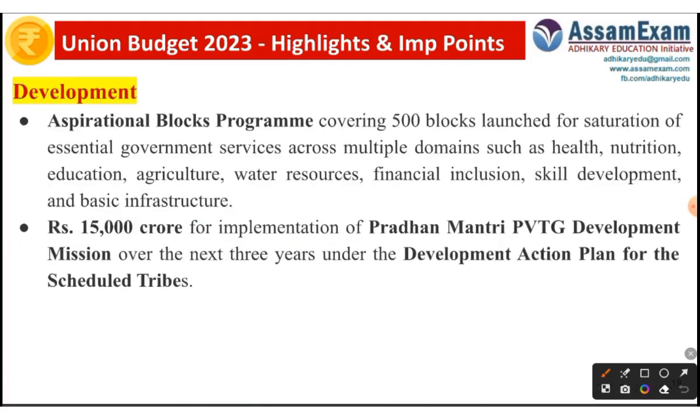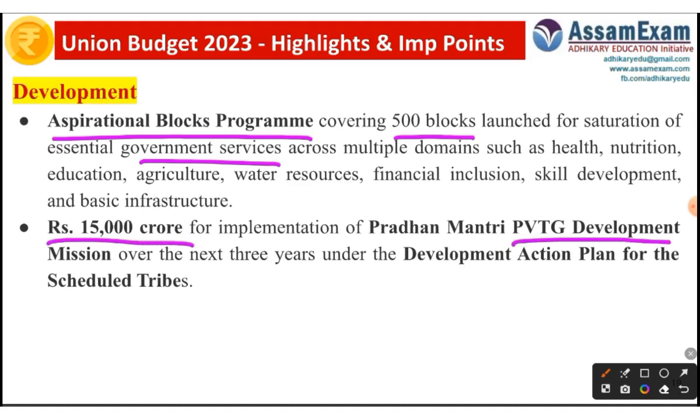Then some initiatives in the development area. The Aspirational Block Program covering 500 blocks is launched for saturation of essential government services across multiple domains such as health, nutrition, education, agriculture, water resources, financial inclusion, skill development, and basic infrastructure. Around 15,000 crores for implementation of the Pradhan Mantri PVTG Development Mission for the next 3 years under the Development Action Plan for Scheduled Tribes.